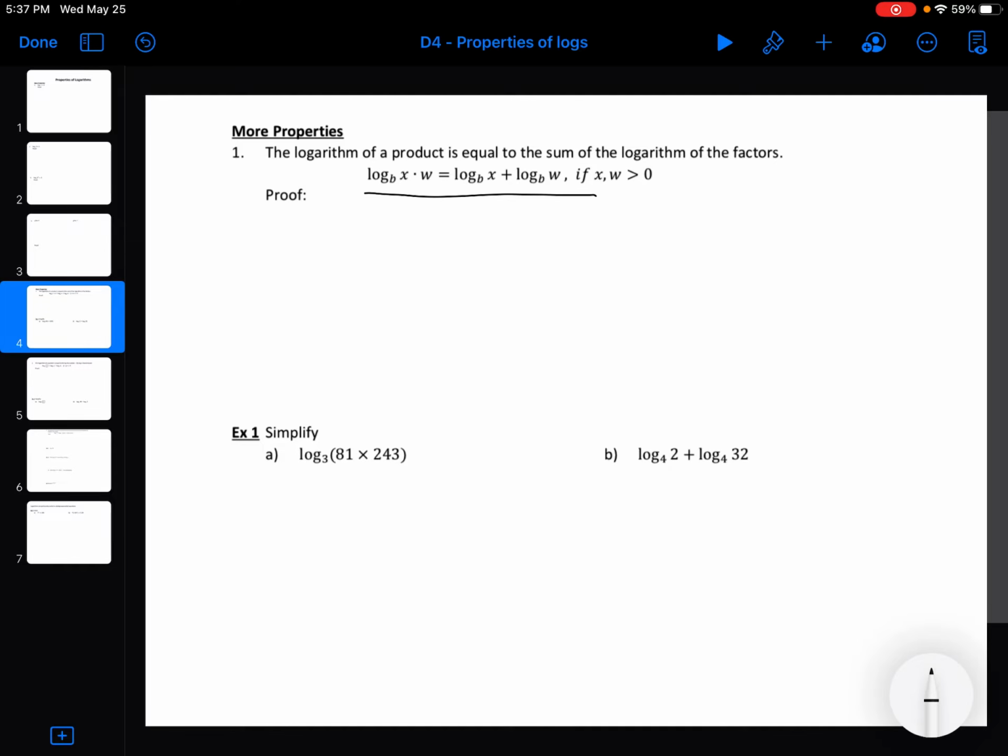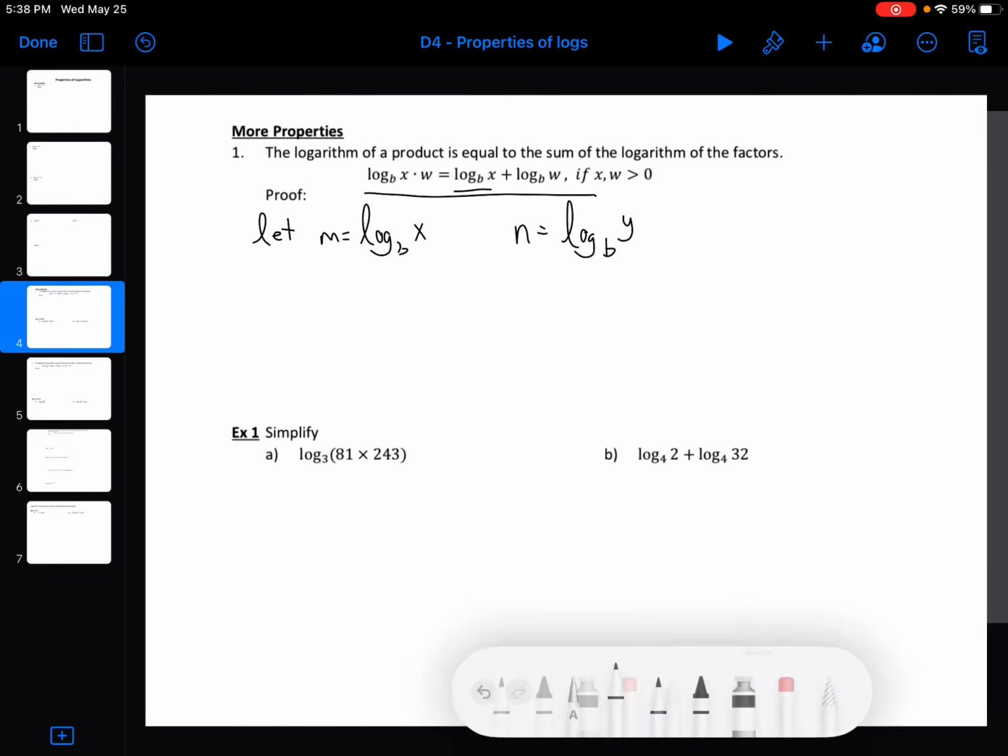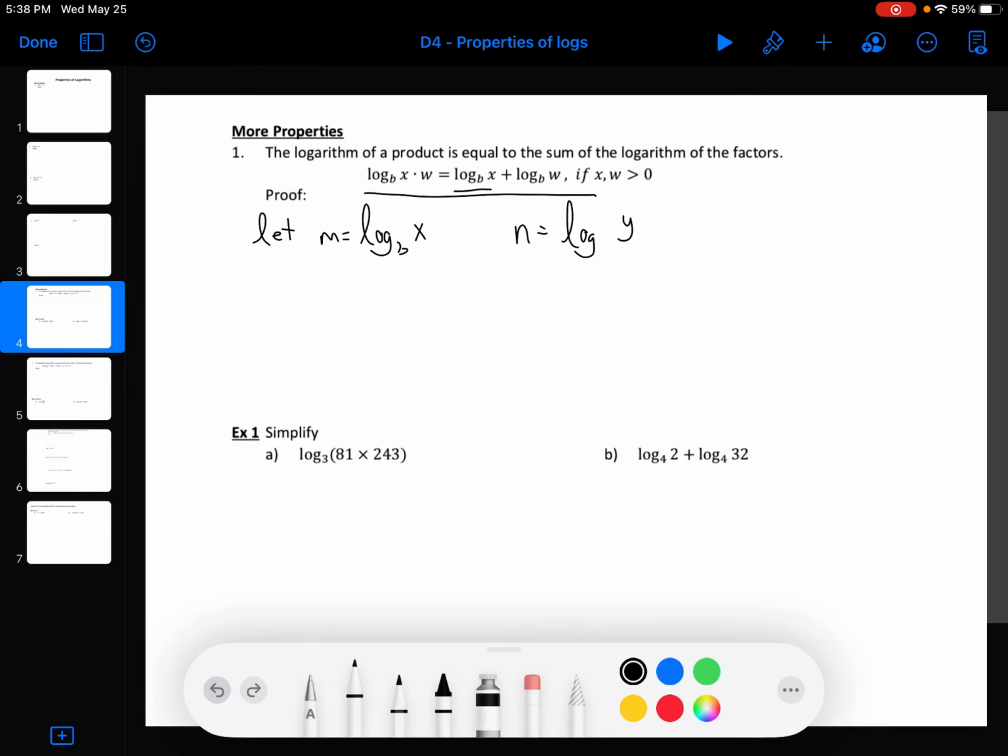So if I was considering what we have here, let m equal the log of x base b, which is this first part, and then n is the log of w base b. We've got a w there. If we look at our exponent laws, this is just going to be b to the m equals x.